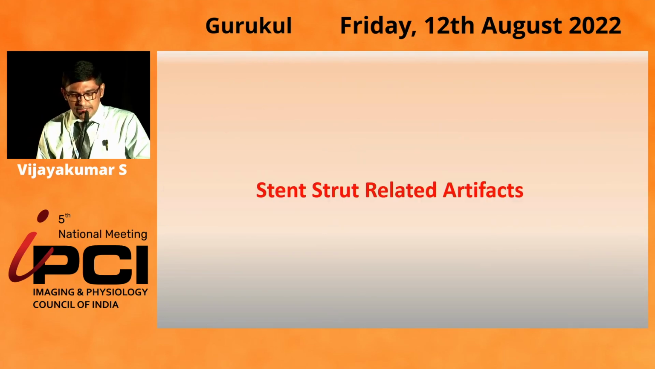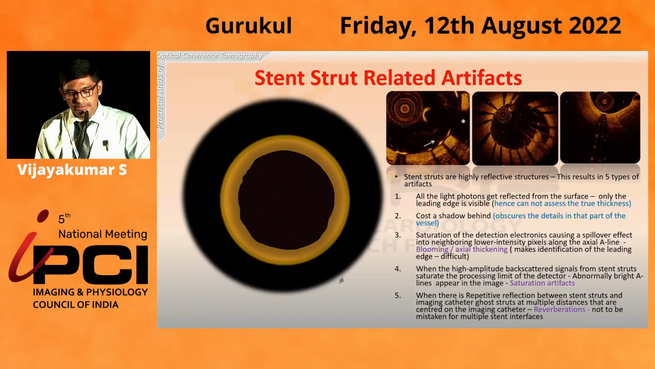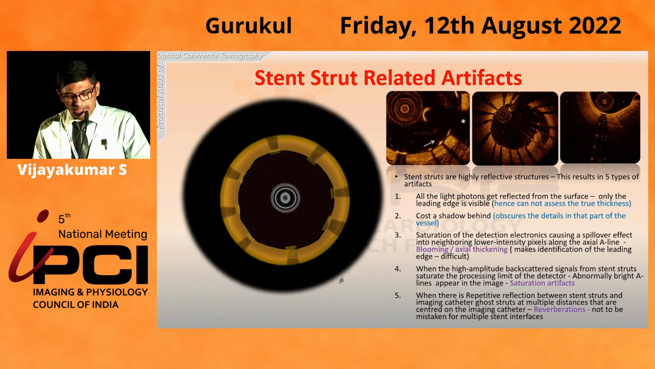And moving on to stent strut related artifacts, we all know it is a specular structure. The stent struts are highly reflective. This results in 5 types of artifact. First, because of its high reflectivity, all the photons are reflected from the surface. So you don't see the abluminal part of the stent struts. What you see is only the leading edge, and then you cannot measure your thickness.